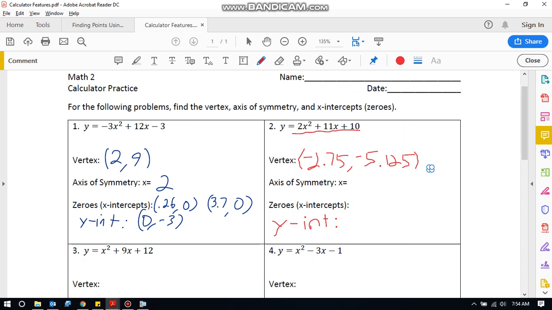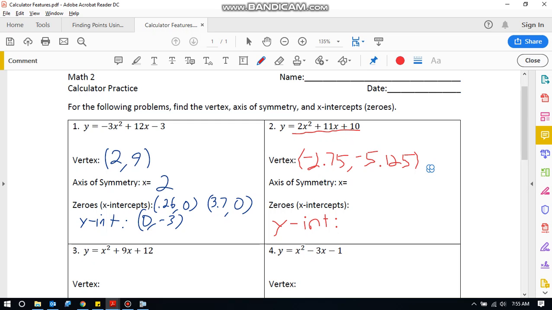Okay, guys. This is part two of the calculator features. Now we're going to find the x-intercept, or both of the x-intercepts. We're going to skip over the x-symmetry since you don't really find that in the calculator. We're not going to do that as part of the calculator, but we will do the x-intercepts right now.